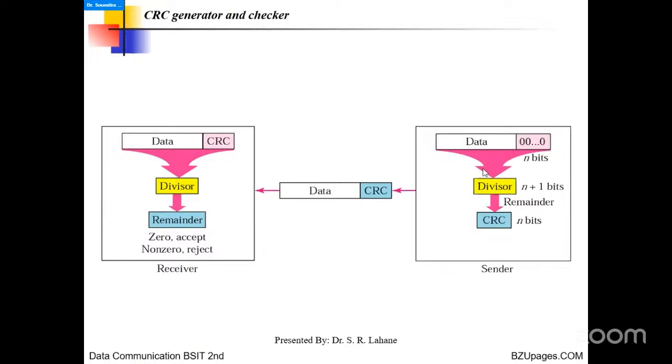At the sender side, data will be there. The appropriate number of binary 0s will be appended to the data. Then perform the binary division. Then the CRC n bits will be generated. Then that CRC will be appended to the data bits and transmitted over the communication channel between the sender and receiver. The receiver receives that data and performs binary division again. If the remainder is 0, then the data is accepted. If the remainder is non-zero, then the data is rejected.